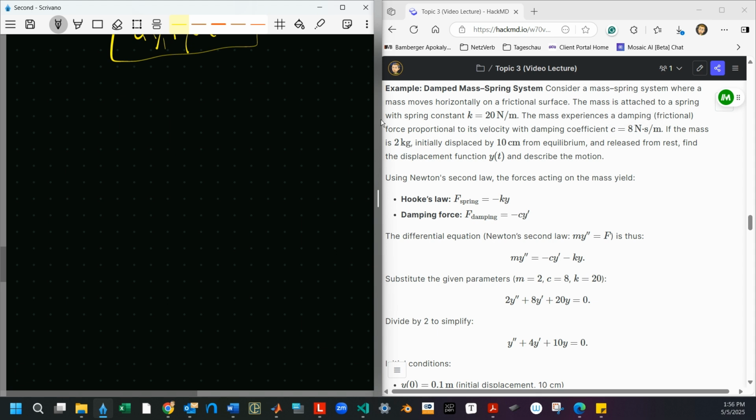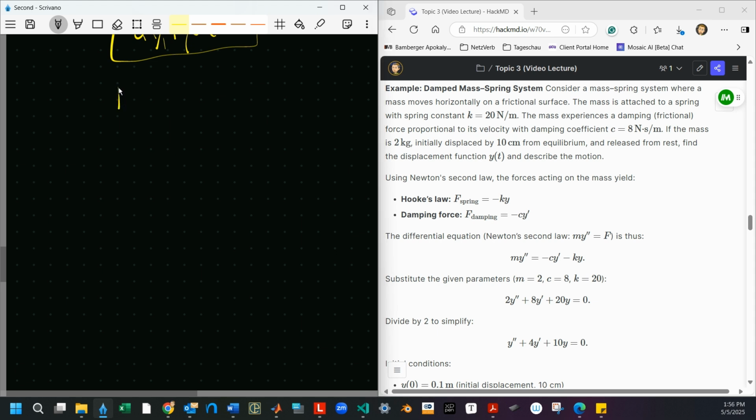If the mass is 2 kilograms and is initially displaced by 10 centimeters from equilibrium and released from rest, find the displacement function y of t. Part of the hard part here is just the physics, in some sense.